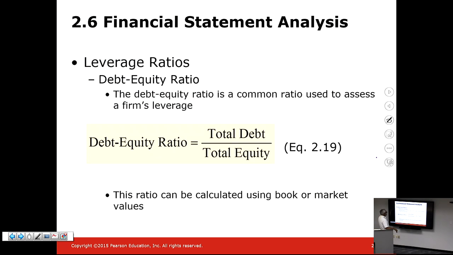And then finally, we have what are called leverage ratios. Leverage ratios indicate to us to what extent the company has debt. Debt is a double-edged sword. We will not get into too much detail in this course, but just a brief insight into debt.